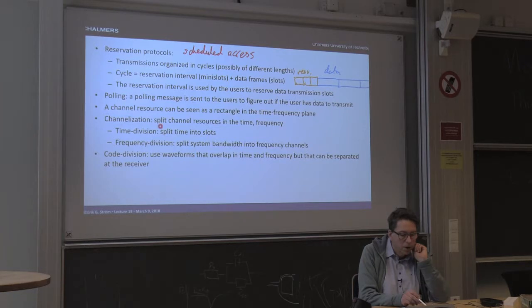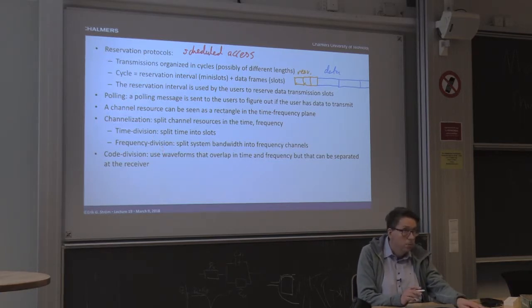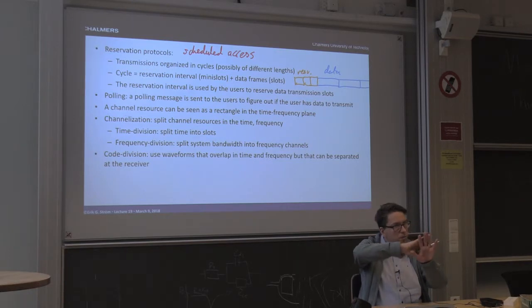Channelization. We can split the channel resources in time or frequency. If we split it in time, it's called time division. If we split it in frequency, it's called frequency division. That was not rocket science, but that's how it is. We can also use code division, which is close to rocket science because it's kind of weird, in the sense that we have two signals which overlap in time and frequency, but still are completely separable at the receiver.